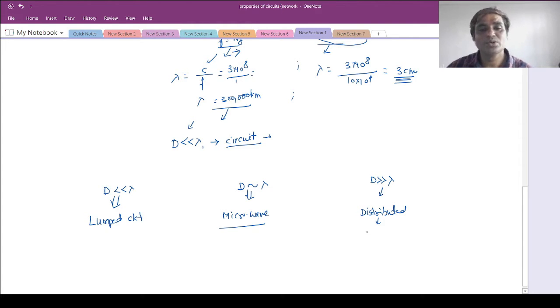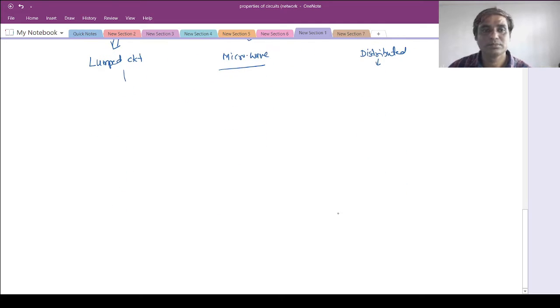Okay, so if this is the case, then what is its implication? That is, if d, the dimension, is very small compared to lambda, like a mouse, for example, whose dimension is very small, then that kind of thing is lumped. So what is its implication? When d is very small compared to lambda, in this course we are interested in this particular condition.